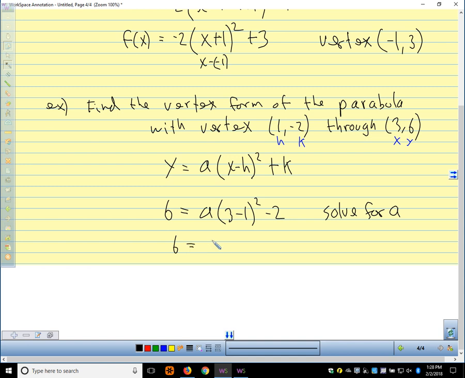So 6 equals a times 3 minus 1, which is 2, squared is 4. 4a minus 2. 4a equals 8. And a equals 2. So we have f of x equals 2 times (x minus 1) squared minus 2.